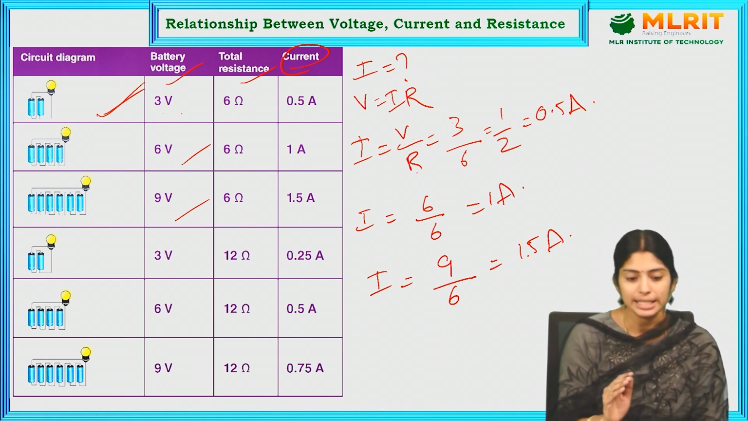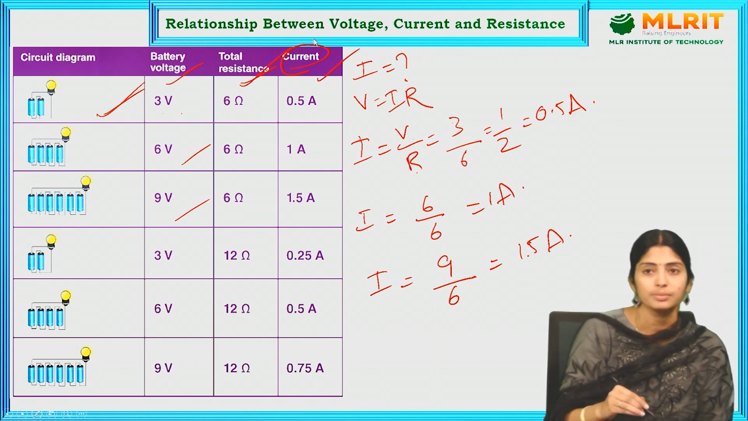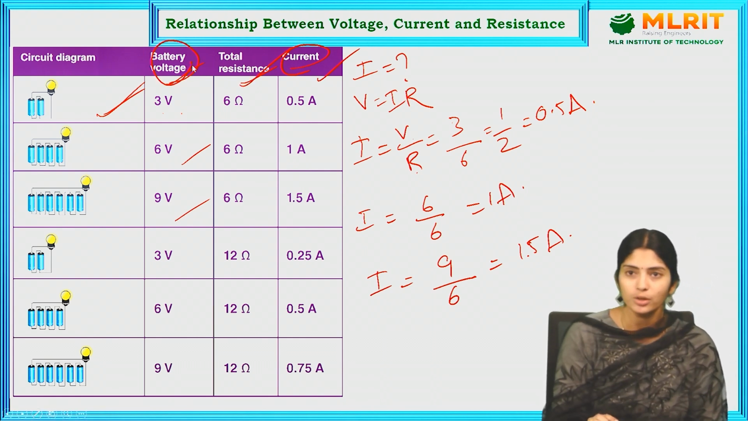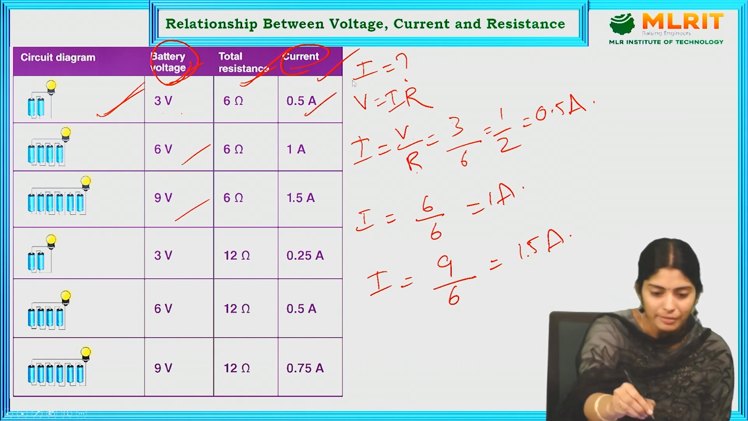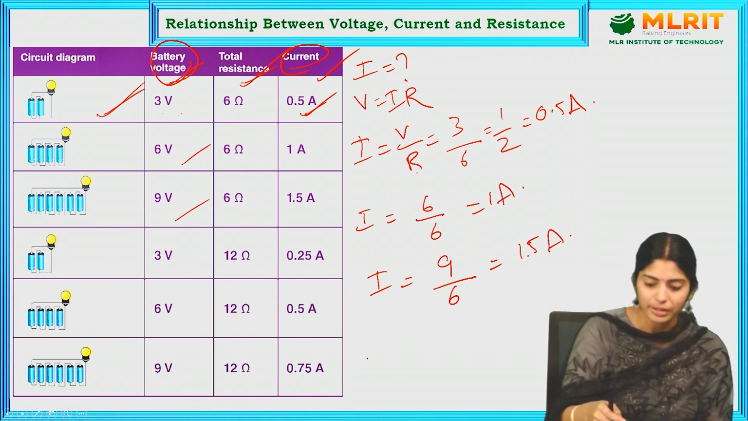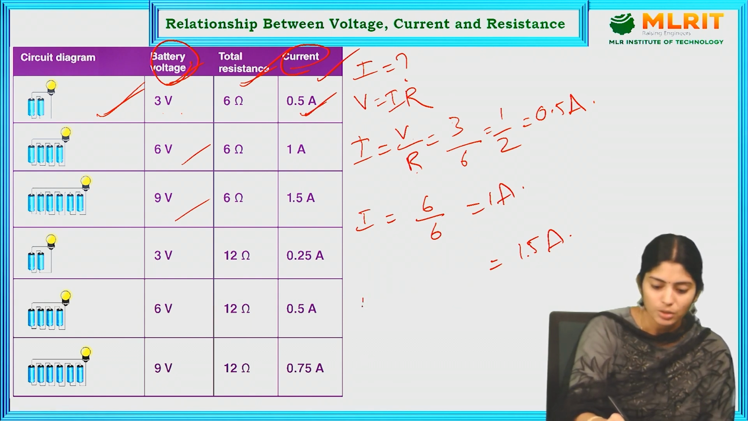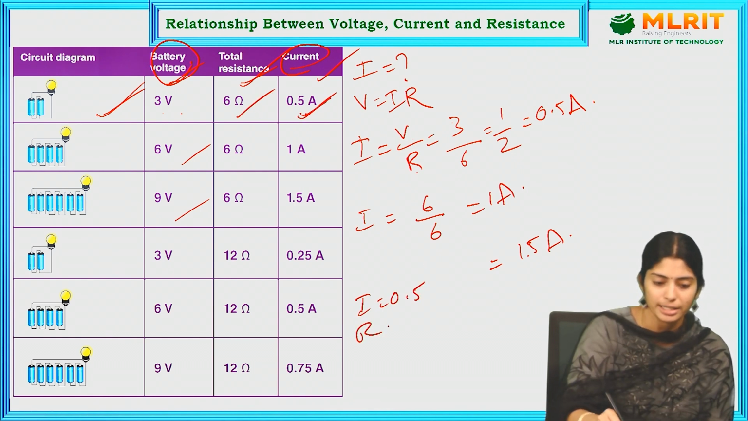If for example, I have the value of current and I have the value of resistance, now I want to find out the value of voltage. Can I find out? Yes, easily I can find out. So now let us consider this first case. Here I am having the value of current. So I is equal to 0.5 amps. I am having the value of resistance. R is equal to 6 ohms.